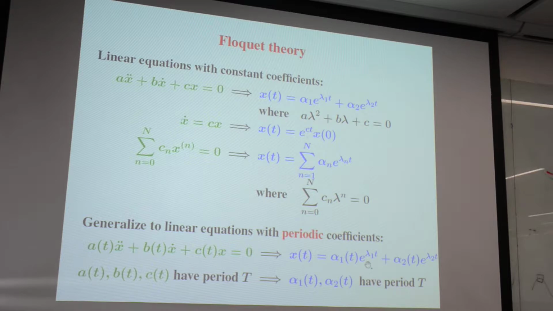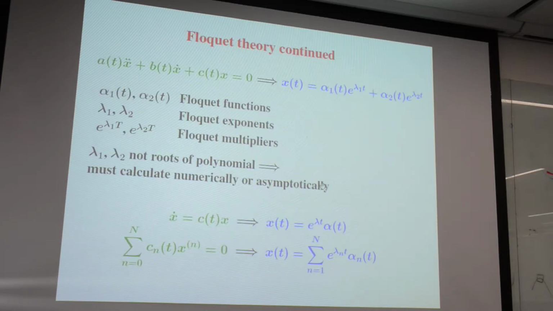Then there are names. These things, the lambda 1 and lambda 2, are called the Floquet exponents. These alpha 1 and alpha 2, which are functions of that same period, that is, T-periodic functions with that same period as the coefficient functions, they're called Floquet functions. And then if you take e to the lambda 1 capital T, that's called a Floquet multiplier. And that is pretty much it. So that's what's written here.